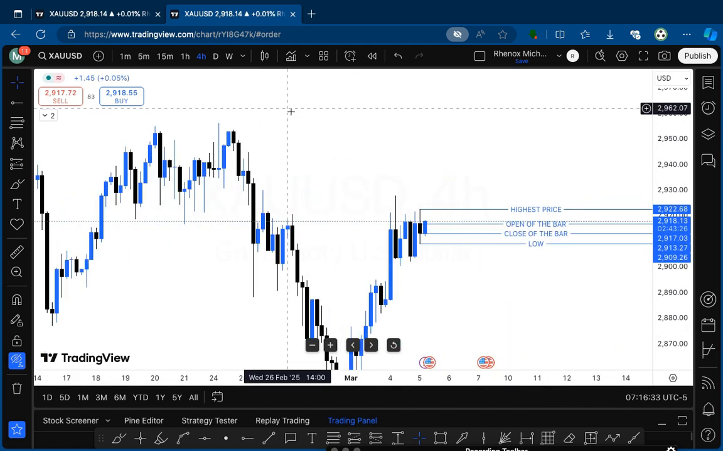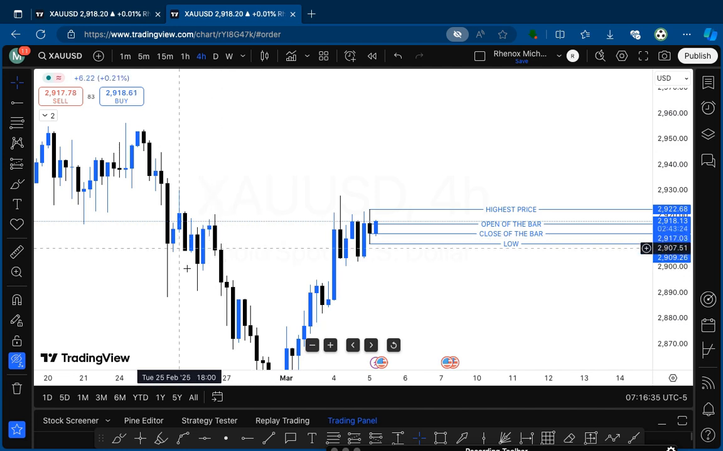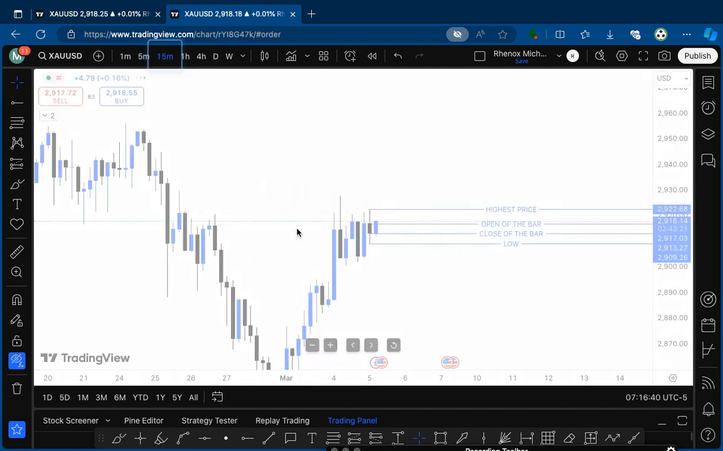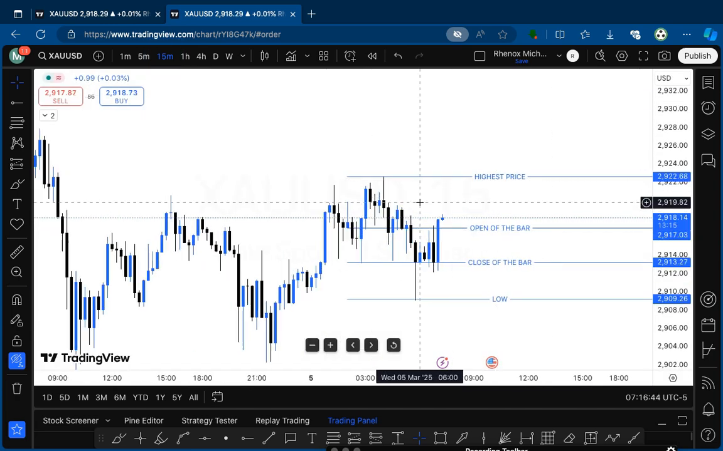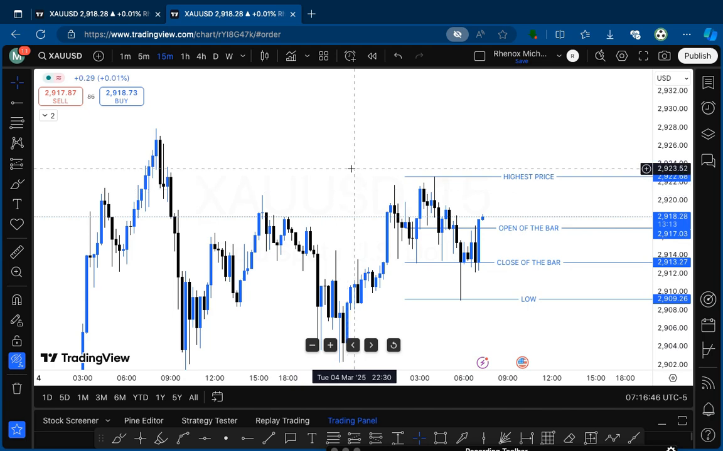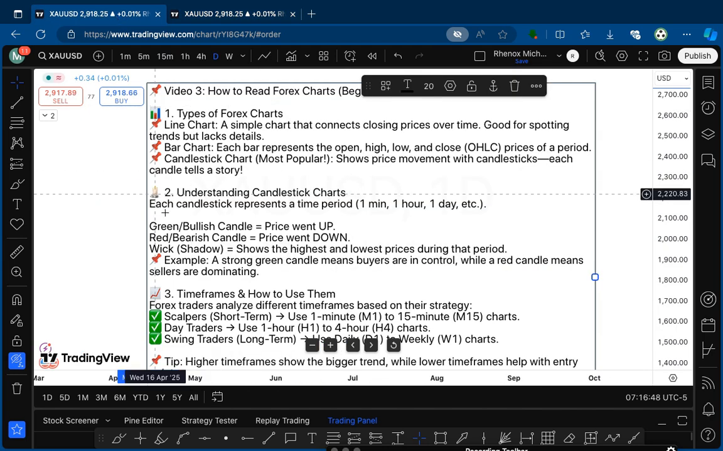Like each candle on this chart now, each candle takes 4 hours to close. If I move down to the 15-minute chart, each candle takes 15 minutes to close, like that. That's how price moves. Okay, now we move on to the next, understanding candlestick charts.